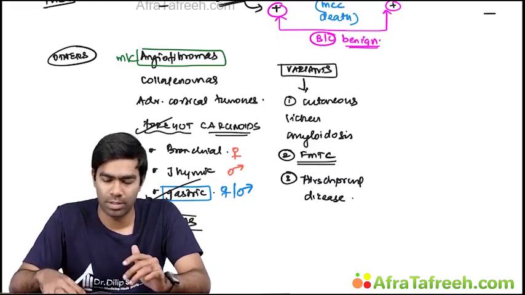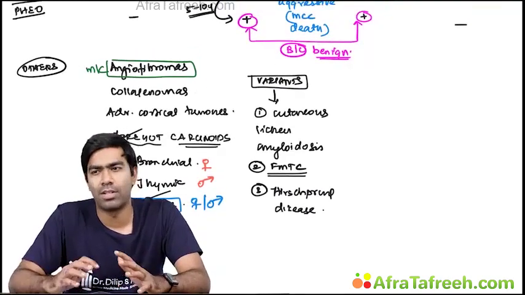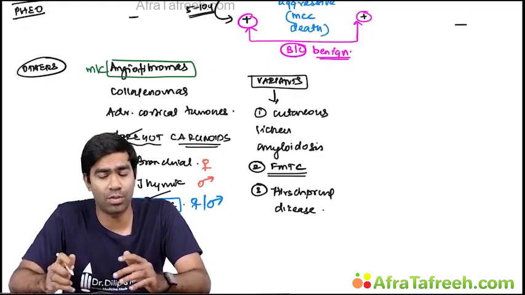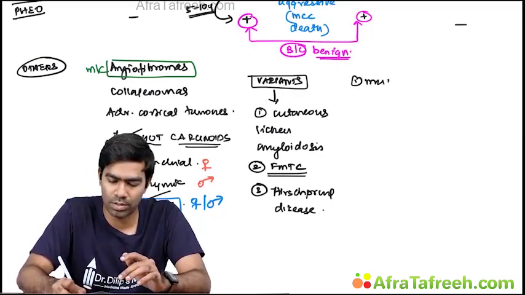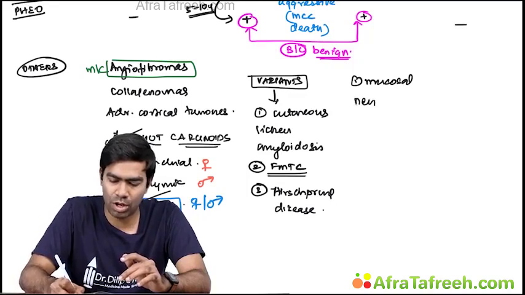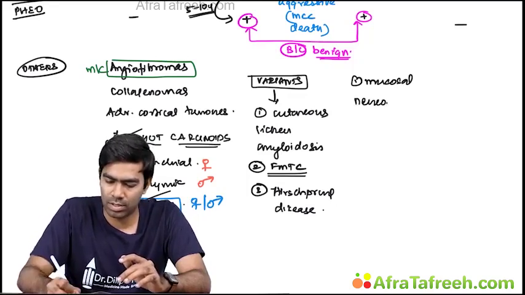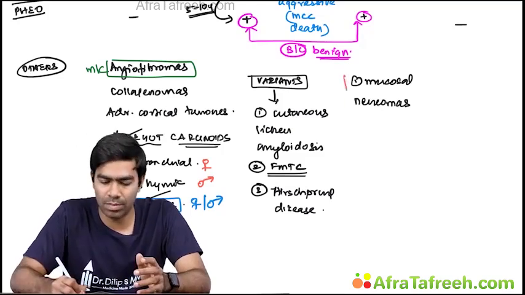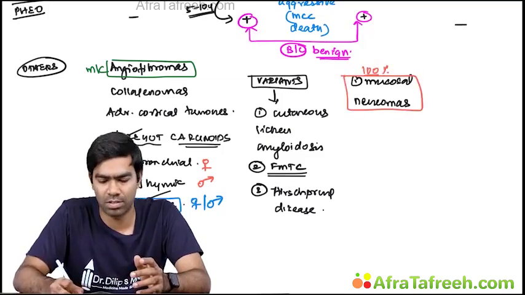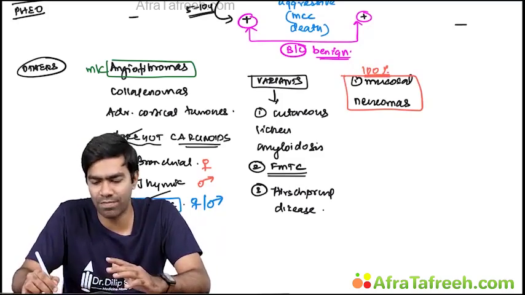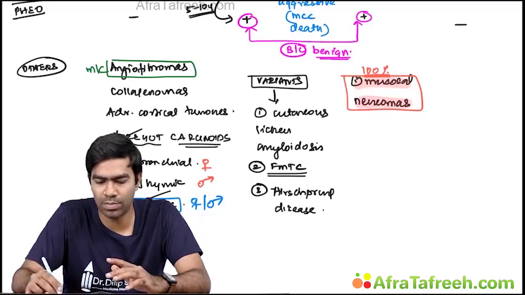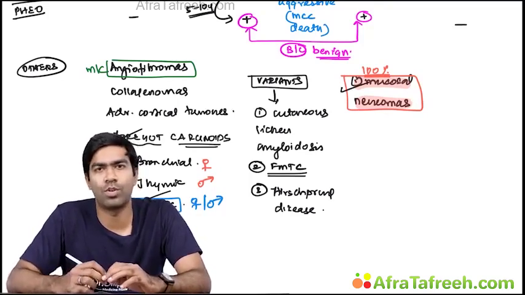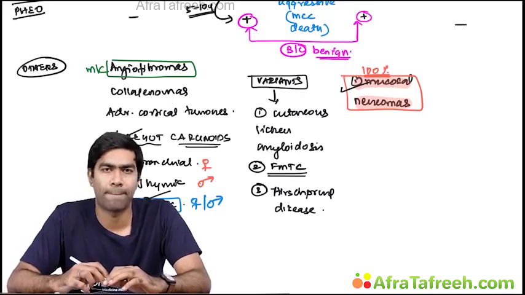What about MEN2B? MEN2B syndrome has some other features which are really important for exams. One is the mucosal neuromas. In fact, if they ask you the most common extraendocrine feature of MEN2B, the answer will be mucosal neuromas, 100% incidence, near 100%. Almost every single patient with MEN2B will have mucosal neuromas. Very, very important point, which means without mucosal neuromas, you cannot diagnose MEN2B. Clear?